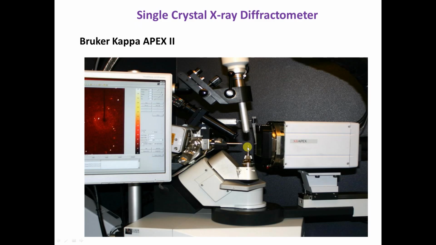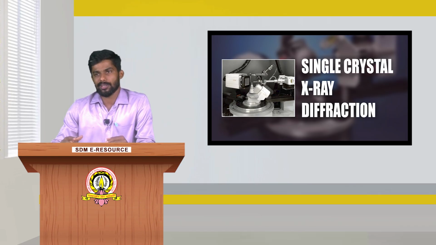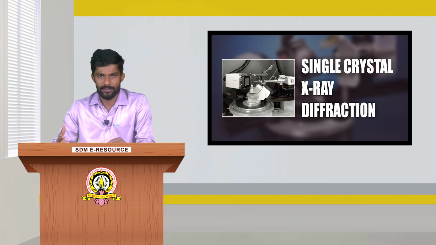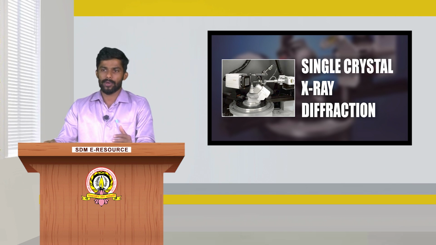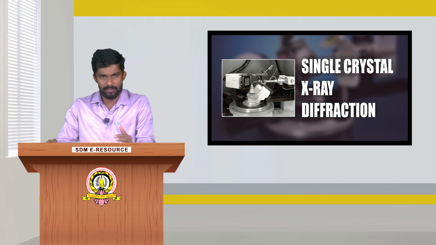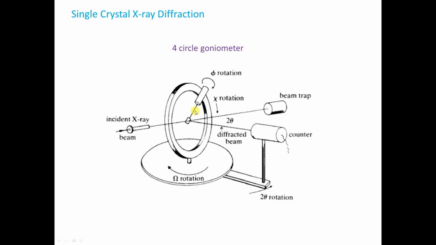This instrument is also called a 4-circle goniometer because it facilitates 4 different types of rotations. There is a rotation for the detector, a rotation for the sample, a rotation for the goniometer head, and a rotation for the goniometer base. Let us see the components one by one. Let us see these angles first. The rotation of the goniometer base is called omega rotation, and the rotation of the goniometer head is phi rotation, which rotates the sample.